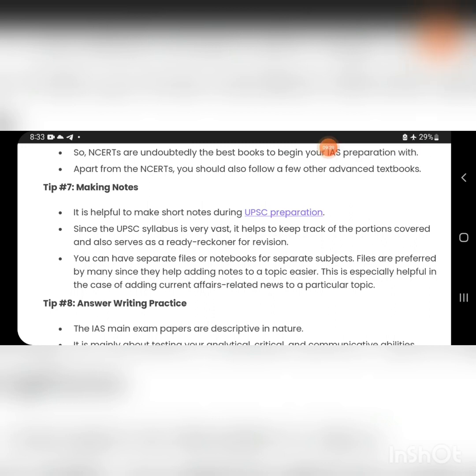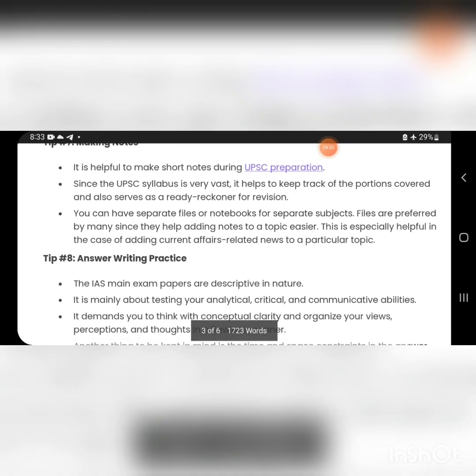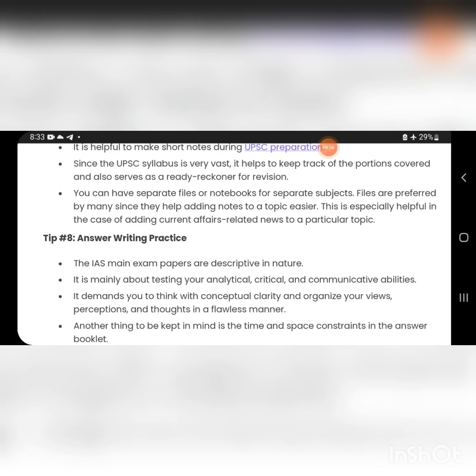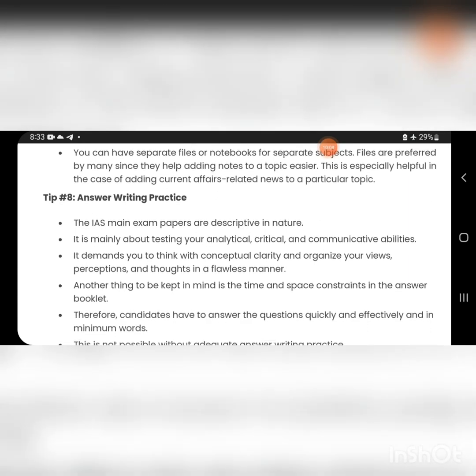You can have separate files or notebooks for separate subjects. Files are preferred by many since they make adding notes to a topic easier. This is especially helpful in the case of adding current affairs related news to a particular topic. And these may help you with easy revision. Note making is important. So after preparation, whenever you are going for revision, these notes will help you, thus making them very important. Dear friends, point number 8, answer writing practice.